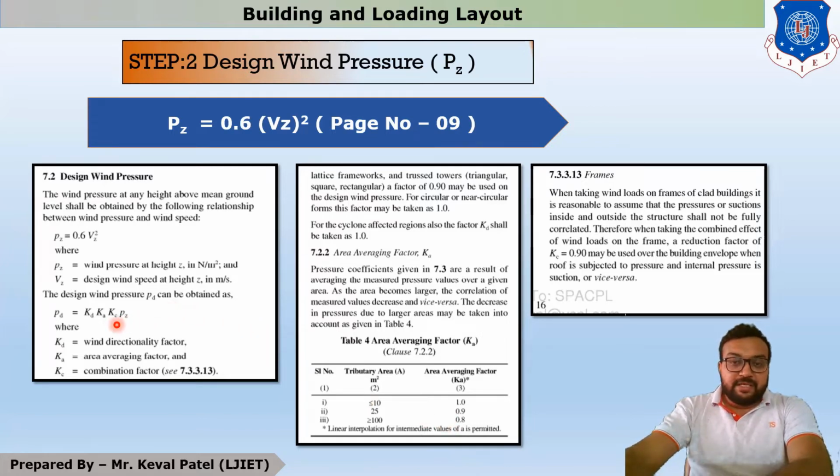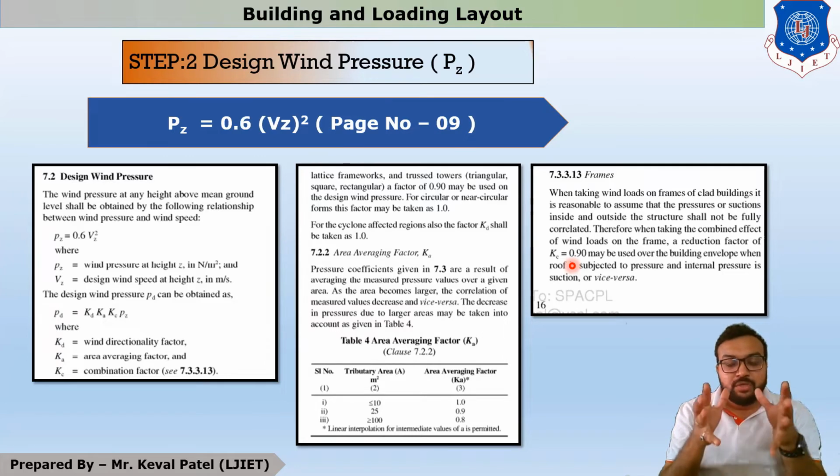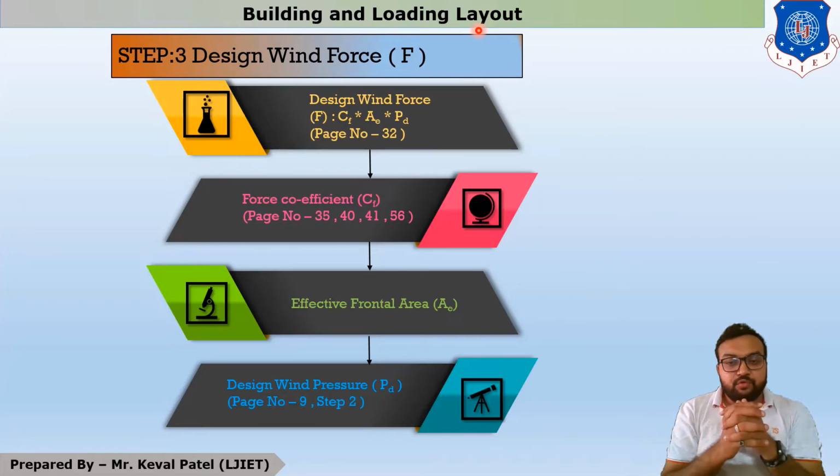Third unknown is KC. All students, move to page number 16, in which it is clearly mentioned that the value of KC is 0.9. So students, in the last lecture we calculated our design steps up to step number 2. Now we are moving further to our step number 3, which is design wind force. Design wind force generally has two equations.